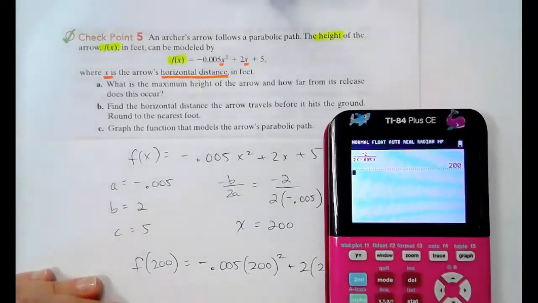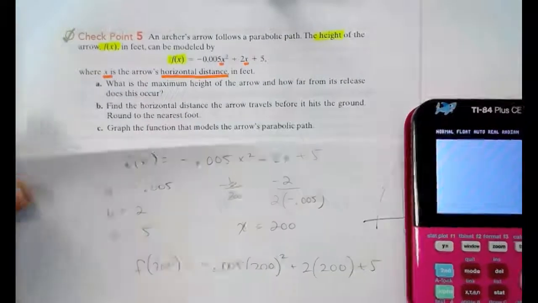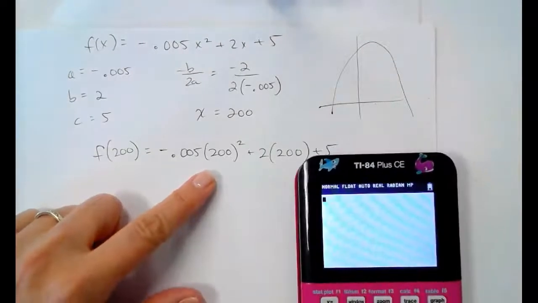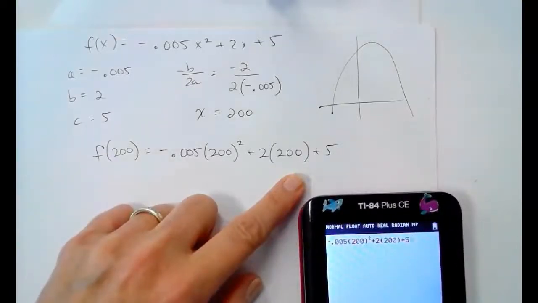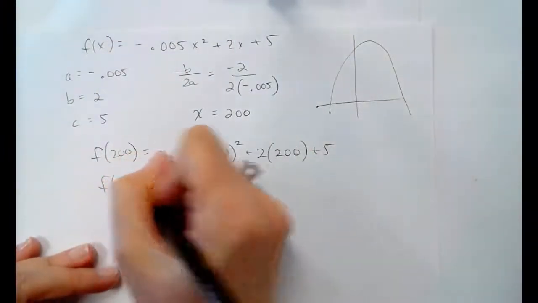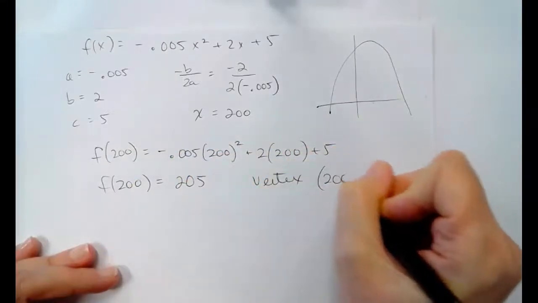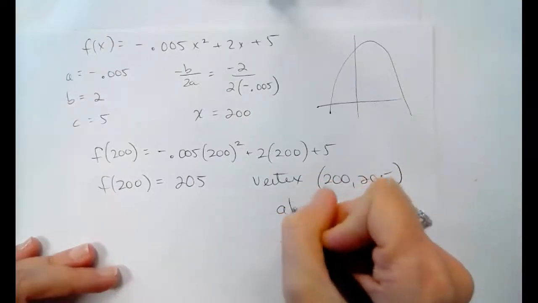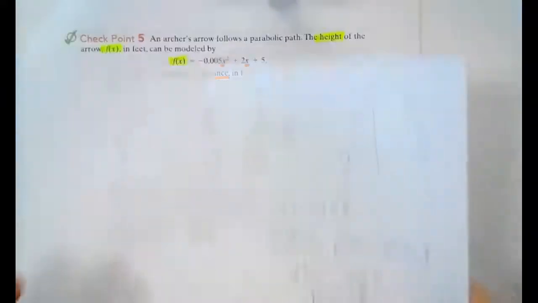So I'm going back to my calculator, which hopefully you can see better this time. So plugging in this expression to simplify. So negative .005 times 200 squared plus 2 times 200 plus 5, enter, and we get 205. So f of 200 is 205. So that means my vertex is at 200, 205. Remember, this is my absolute maximum point. So I think we're able to answer that first question.